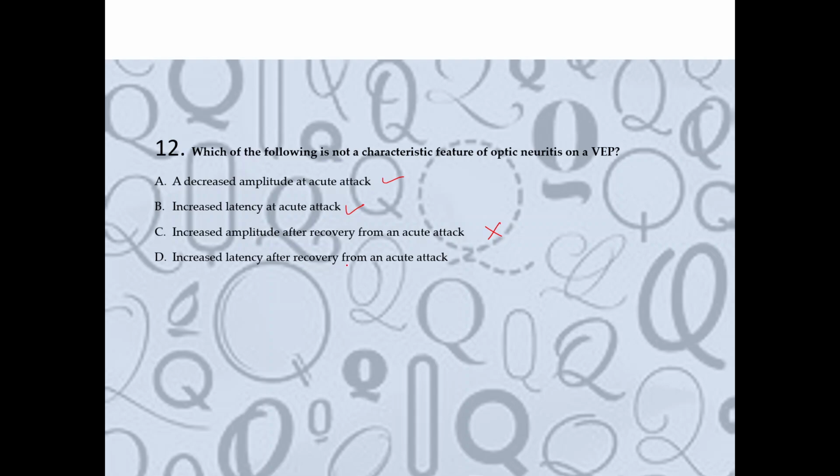Increased latency after recovery, so the latency might still be affected even after the eye recovers from an acute attack and vision comes back to normal. You might still have an increased latency in these patients with optic neuritis. So when you say optic neuritis, we are probably dealing with MS or multiple sclerosis related optic neuritis. So the answer here is C, increased amplitude after recovery from an acute attack.